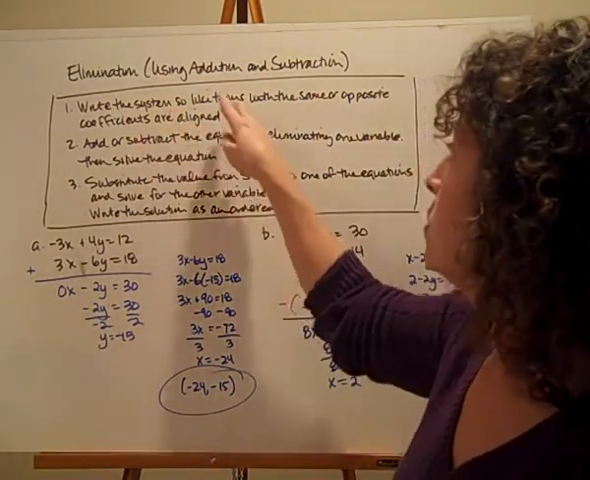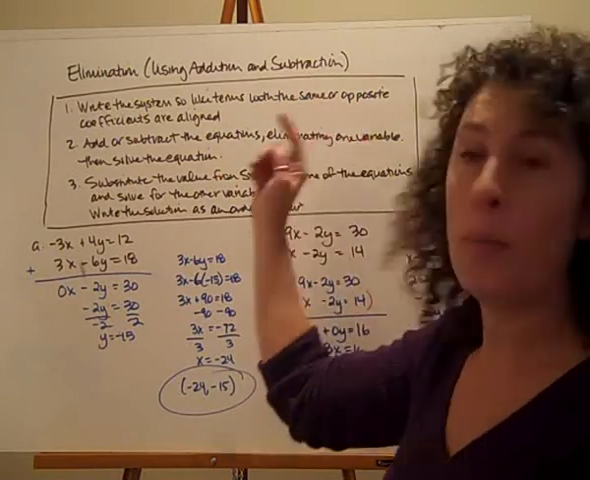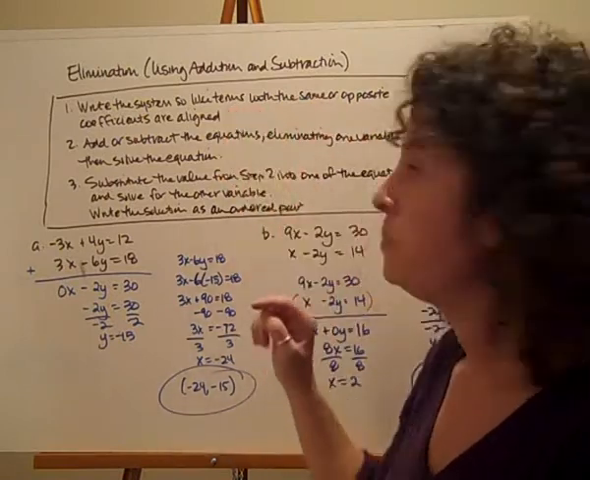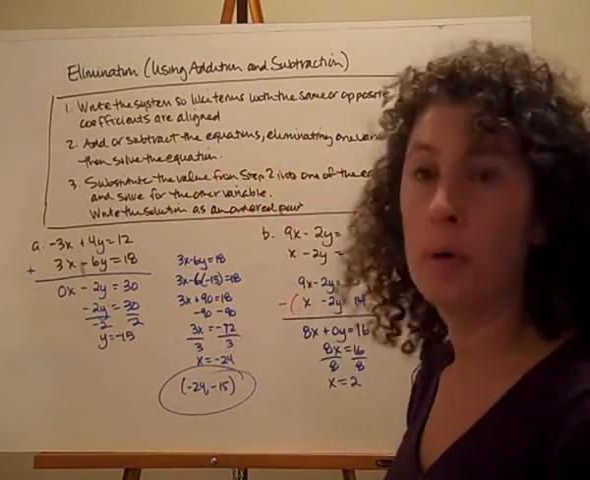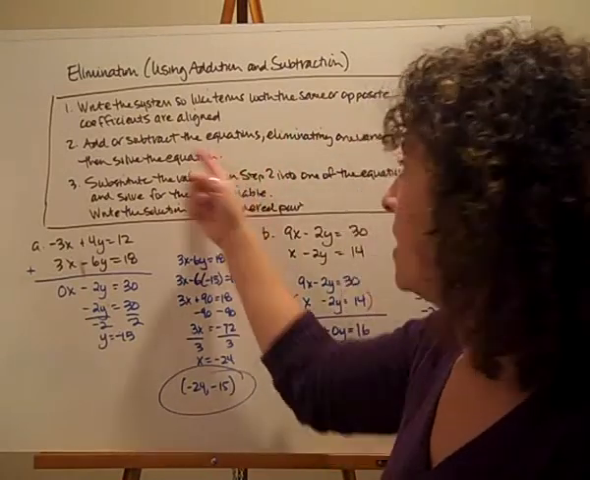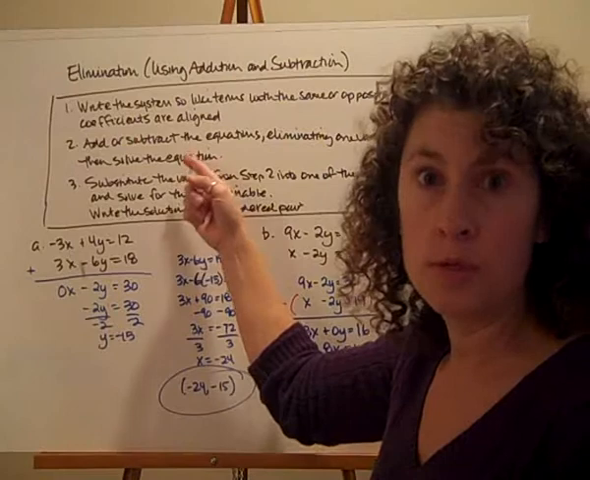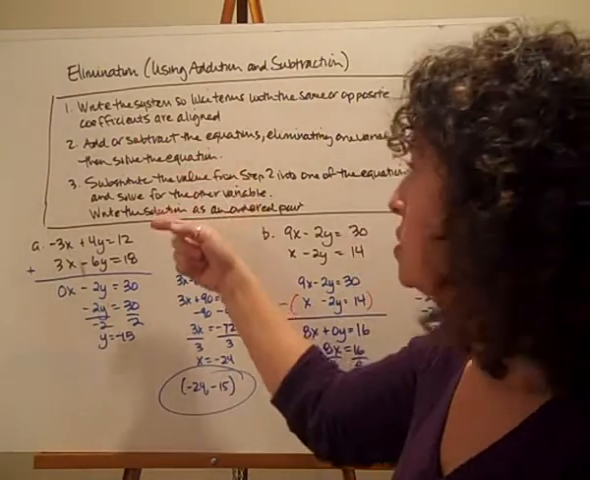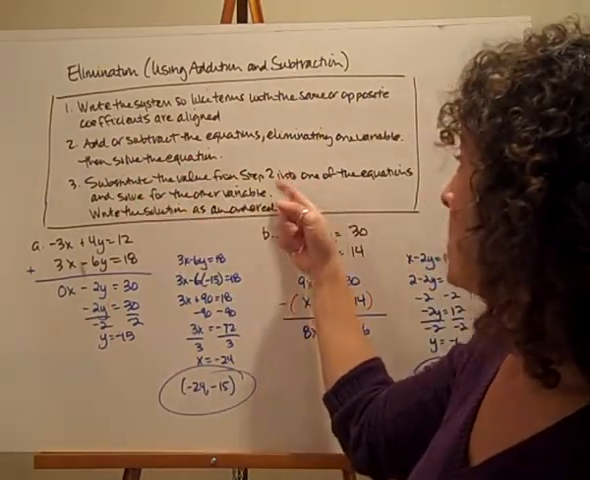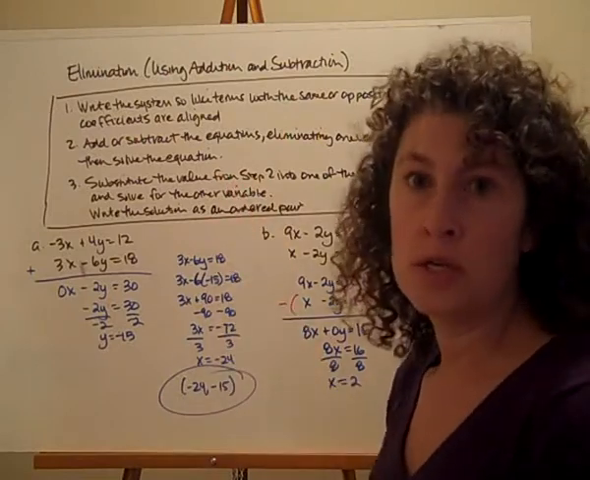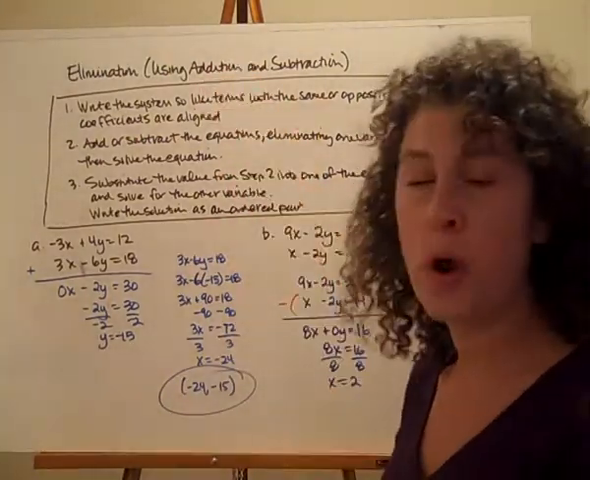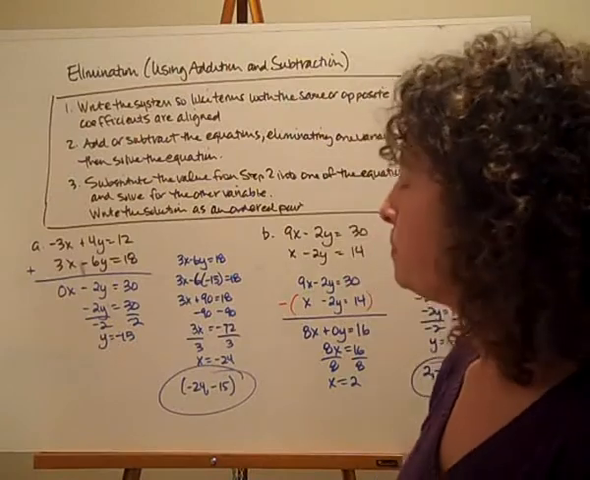We're going to write the system so like terms with the same or opposite coefficients are aligned. Next, we're going to add or subtract the equations, eliminating one variable, and then we're going to solve the equation that's left. So this looks a lot like our substitution. From here, it's pretty much like substitution. We're going to substitute the values from step 2 into the equations, solve for the other variable, and then write the solution as an ordered pair.